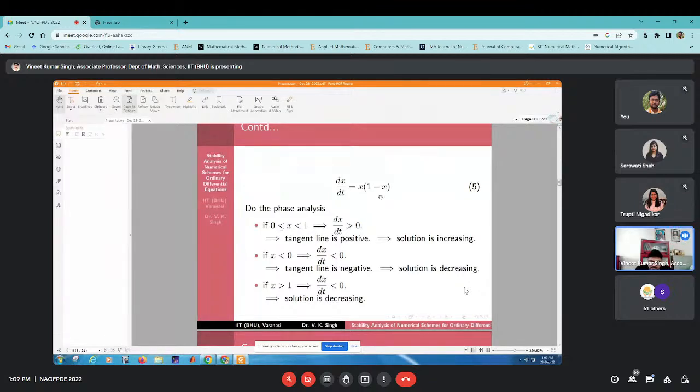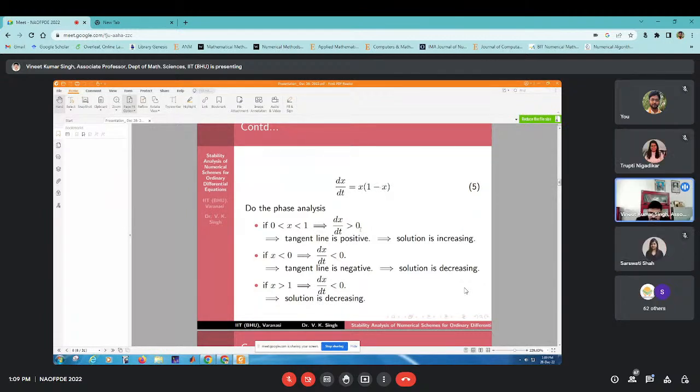So I have just taken the behavior of x(1 minus x), the right hand side part. When x lies between 0 and 1, we're looking at the behavior of this. So dx by dt will be greater than 0. This dx by dt is the tangent line to the solution. Whatever solution we get from equation 5, we're getting the tangent line, and that tangent line is positive. That implies the solution is increasing.